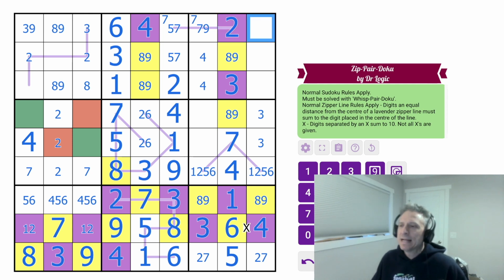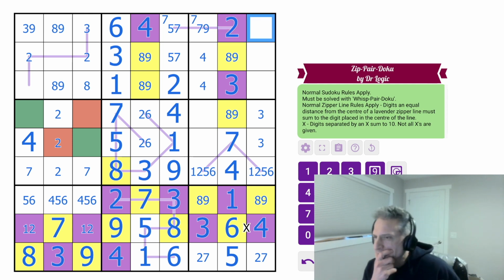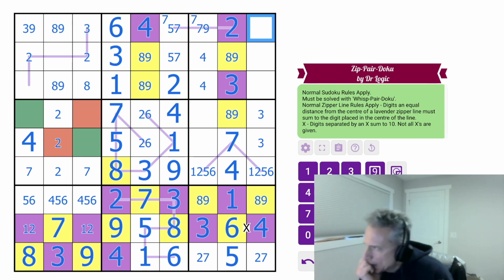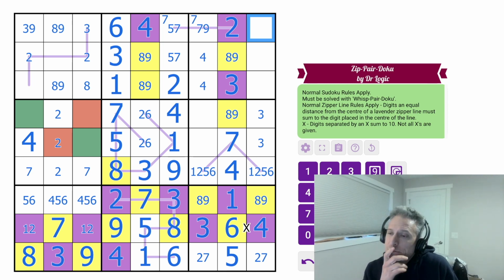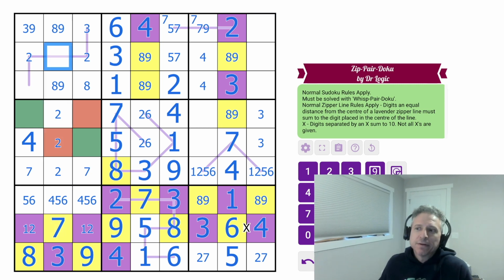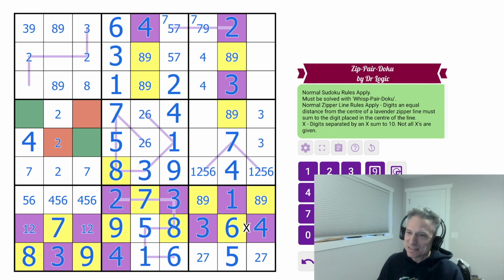Oh, 7 can't be in cell 3. What does that mean? It doesn't mean anything. Dang it. Sorry. It doesn't mean anything. Wait, wait, wait. Oh, no. It's something small. I'm only going to get small stuff.